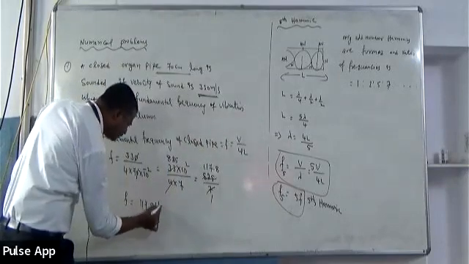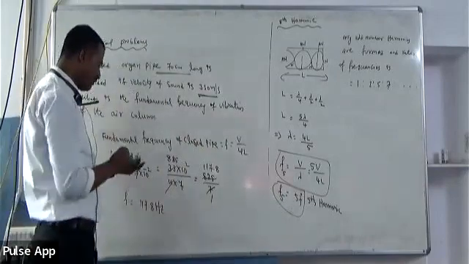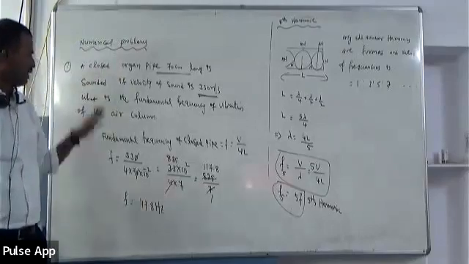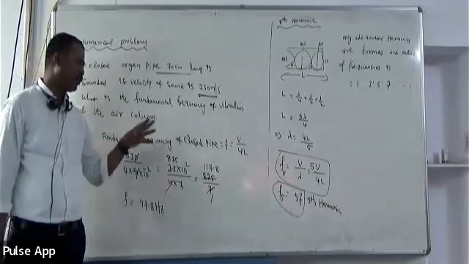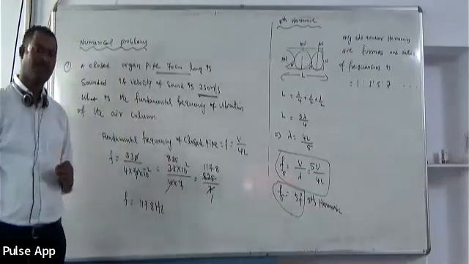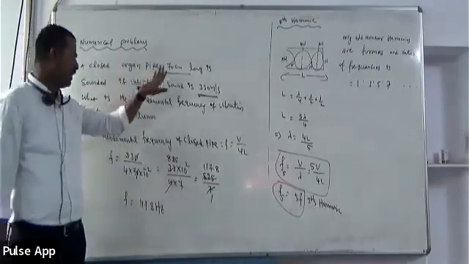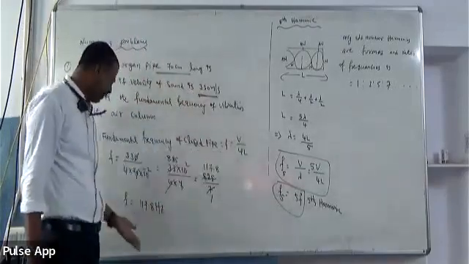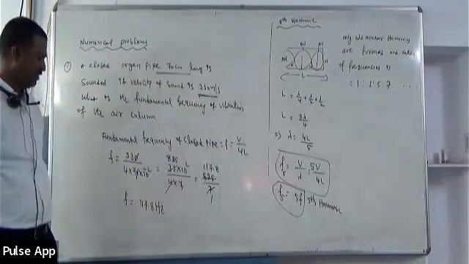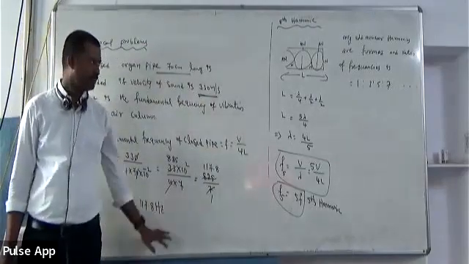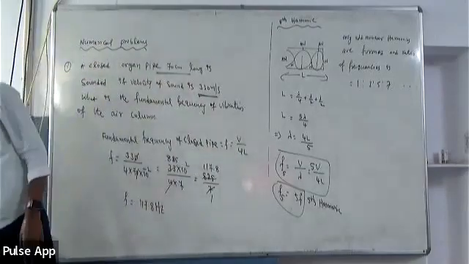117.8 hertz. This is the fundamental frequency of the closed pipe as per the given data. Clear now? Simple. Length is given, speed of sound is given, the formula we know, fundamental frequency V by 4L, and substitute and simplify, 117.8 hertz. Clear now? Similarly, one more question we'll see.